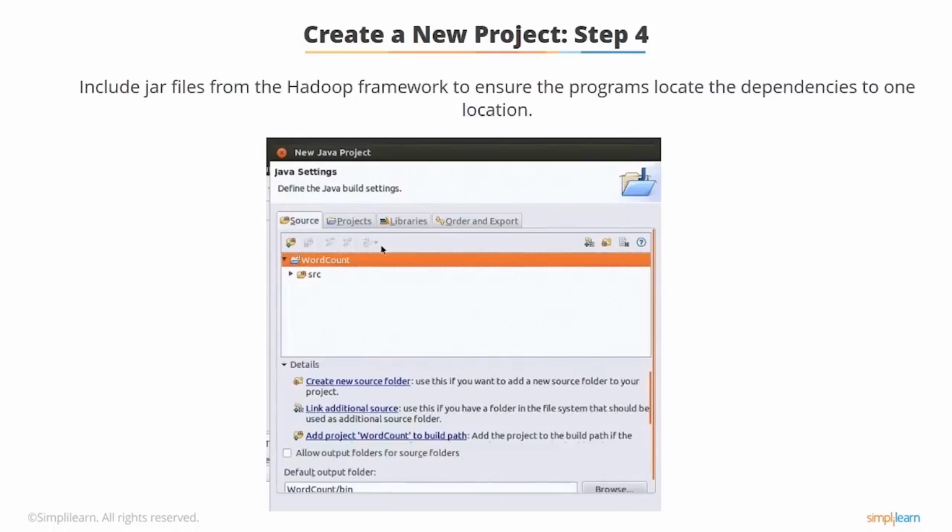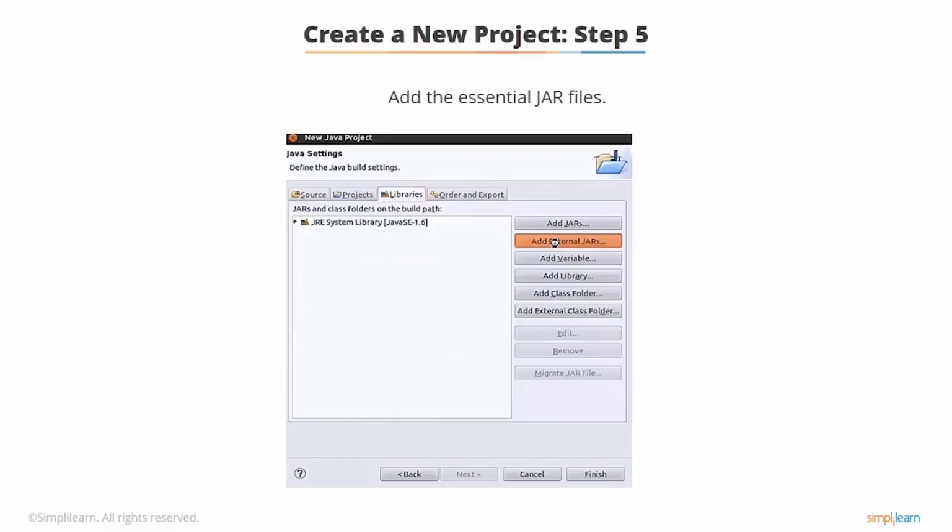Include jar files from the Hadoop framework to ensure the programs locate the dependencies in one location. Under the Libraries tab, click the Add External Jars button to add the essential jar files. After adding the jar files, click the Finish button to create the project successfully.